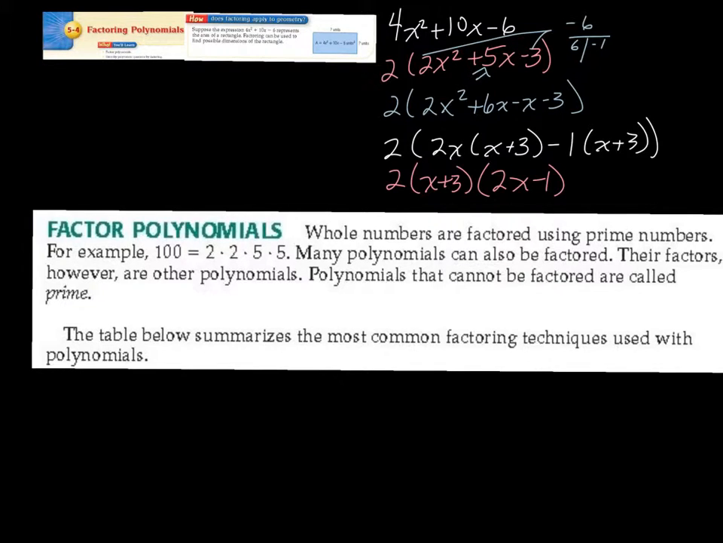Going way back to middle school, whole numbers are factored using prime numbers. For example, 100 could be written as 2 squared times 5 squared. Many polynomials can also be factored. Their factors, however, are other polynomials. Polynomials that cannot be factored are called prime polynomials. The table summarizes the most common factoring techniques used with polynomials.